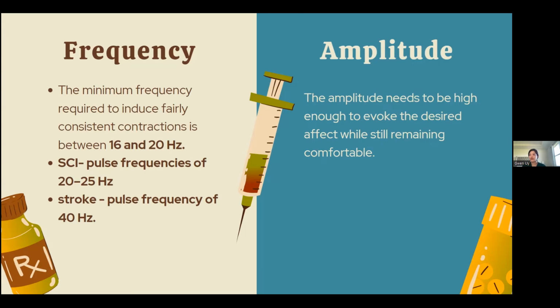In patients with stroke, for whom FES-induced muscle fatigue is not a common issue, we use a pulse frequency of 40 to 45 hertz. The amplitude needs to be high enough to evoke the desired effect while still remaining comfortable.